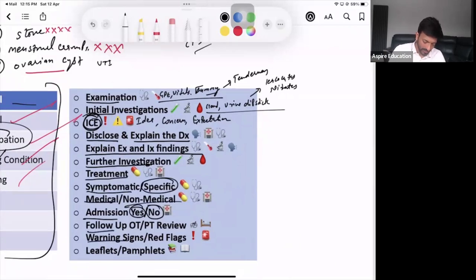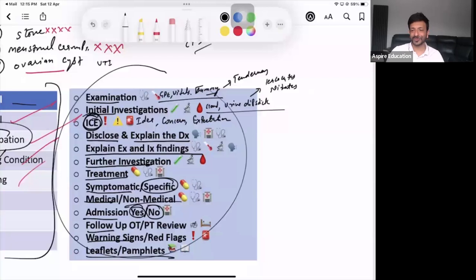Follow-up and warning signs. And you can always give leaflets, pamphlets to the patient as well, right? So this is how you have to do. So this is 4 marks also. The management is also 4 marks.